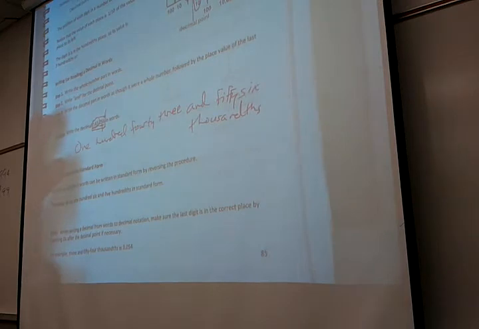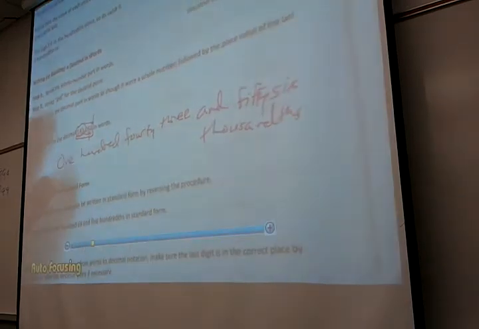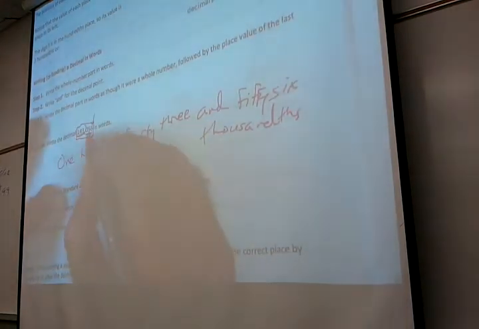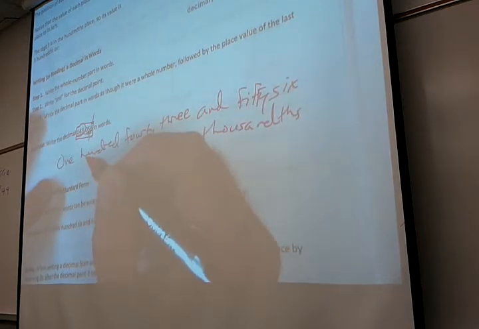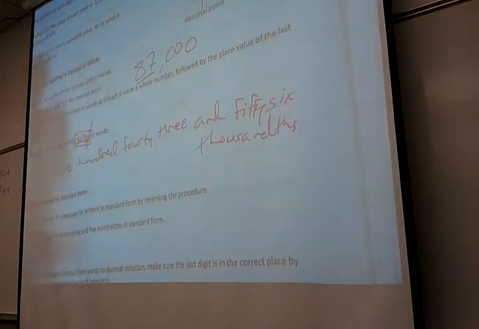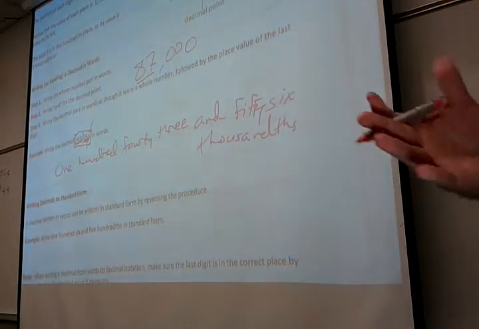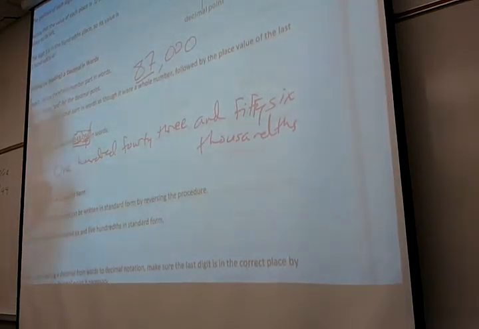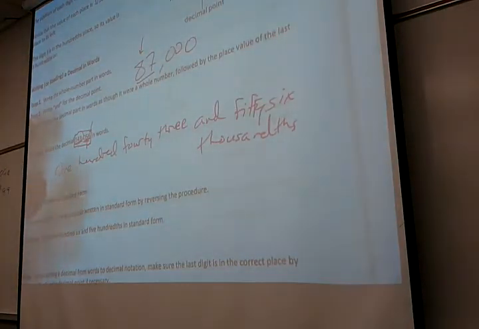All right, how are we doing so far? Sweet. Now if I ask you, what place is that 5 in? Hundreds. But if I say where's the 56, that is in the thousandths place. You with me? And the same thing happens with whole numbers. If I have 87,000, 87 is in the thousands place, right? No TH. But what place is the 8 in? 10,000s.